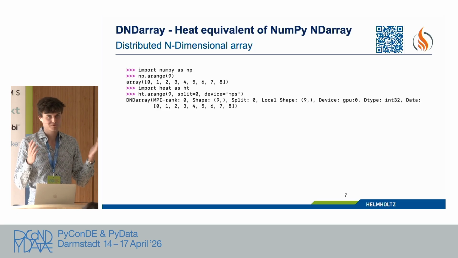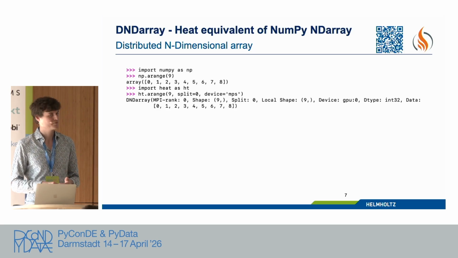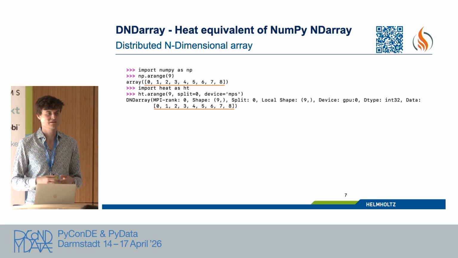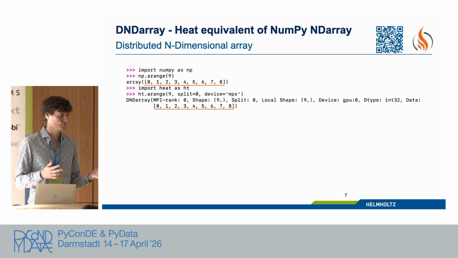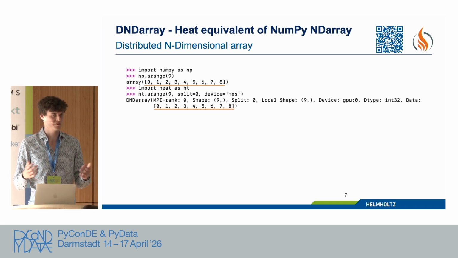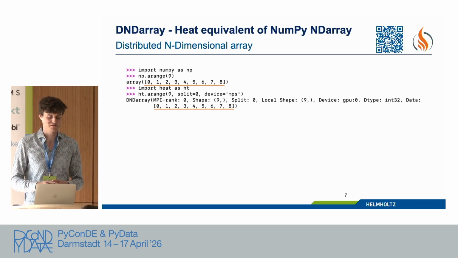And now this is what we want to accelerate with heat. So we import heat instead, and then we call exactly the same function on heat with some additional heat-specific arguments. What does this give us? First of all, it gives us the same data, and we can use this heat DNDarray pretty much the same way as we would the NumPy array. So most of our favorite NumPy functions have a heat equivalent that we can just plug this into, and we're good to go, basically. But let's look at the additional arguments.